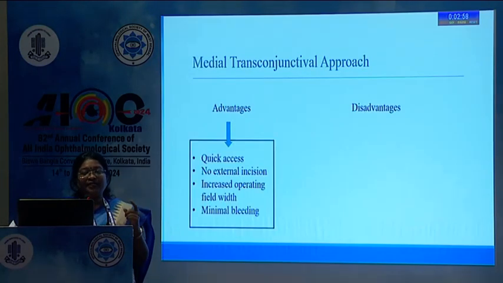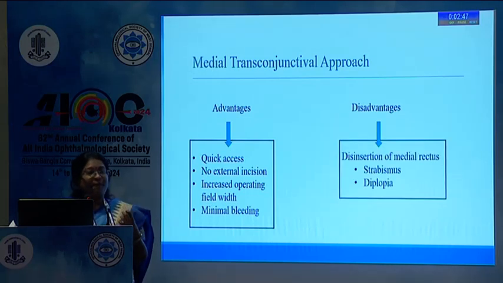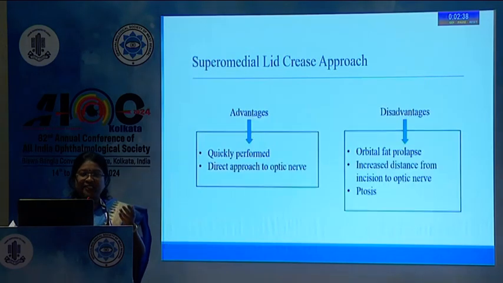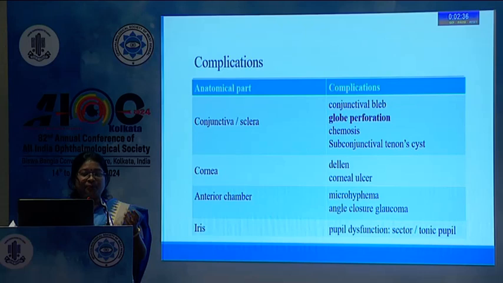The only advantage of a medial transconjunctival approach is that it's a quick access. You don't need an external incision, and there is an increased operating field. But one thing I can say is there's a lot of fat prolapse, which I had experienced. So identifying the optic nerve may be really difficult in a medial conjunctival approach or in the other approaches, like the superomedial or lateral orbitotomy approaches, and they have their own complications to a certain extent.